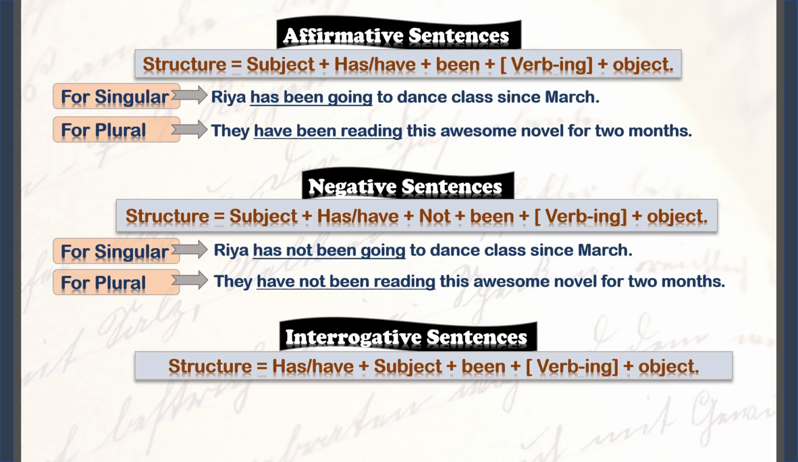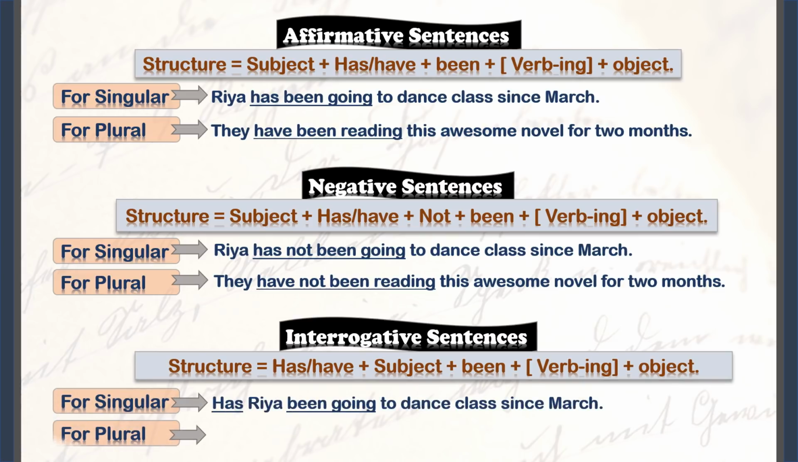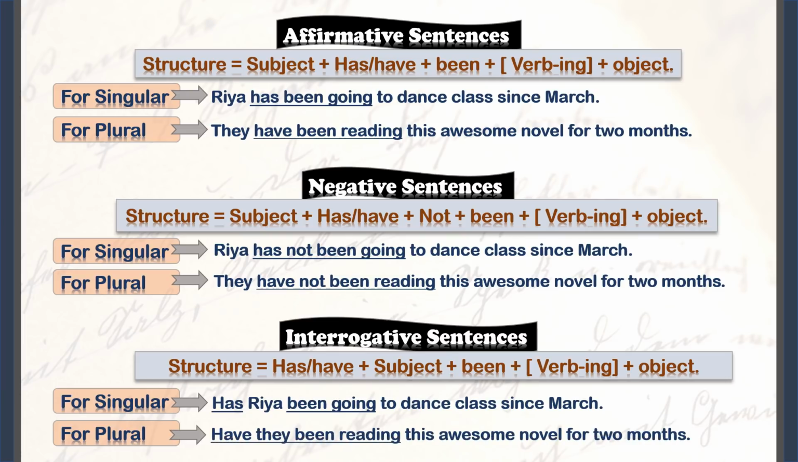Look at interrogative sentences. The structure is has or have plus subject plus been plus verb with ing plus object. Example for singular, has Ria been going to dance class since March? Example for plural, have they been reading this awesome novel for 2 months?